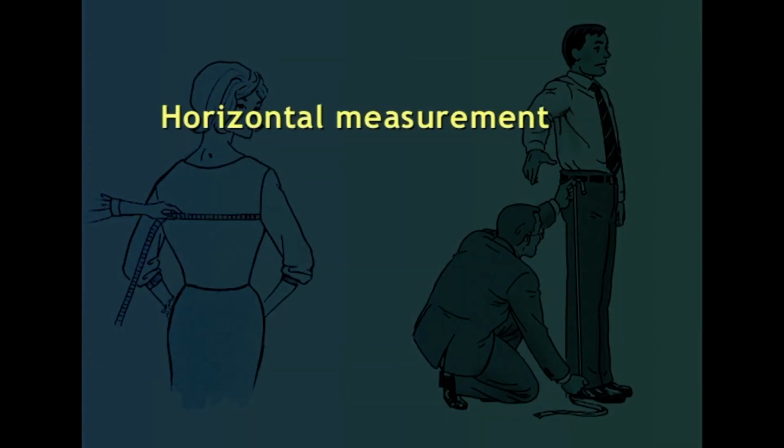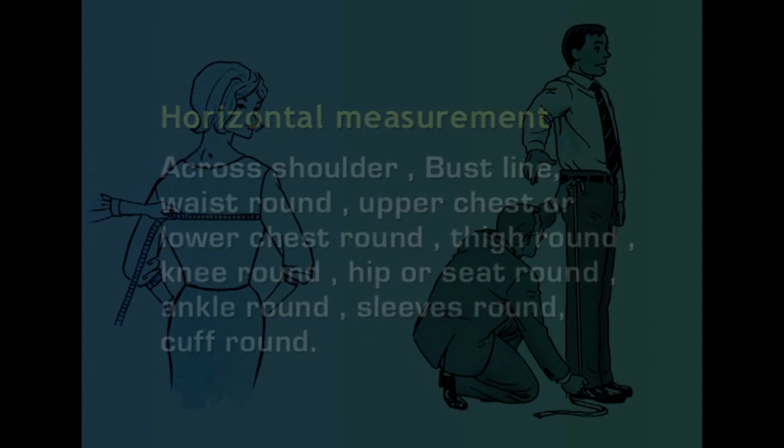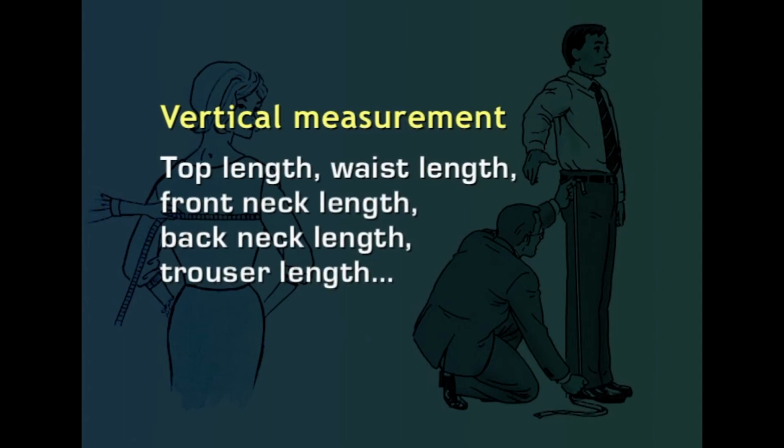Horizontal measurements are taken in width, so they are called horizontal measurements. Examples include across shoulder, bust line, waist round, upper chest or lower chest round, thigh round, knee round, hip or seat round, ankle round, sleeve round, cuff round. Next category, that is vertical measurements, taken on length, hence they are called vertical measurements. Top length, waist length, front neck length, back neck length, trouser length, etc.